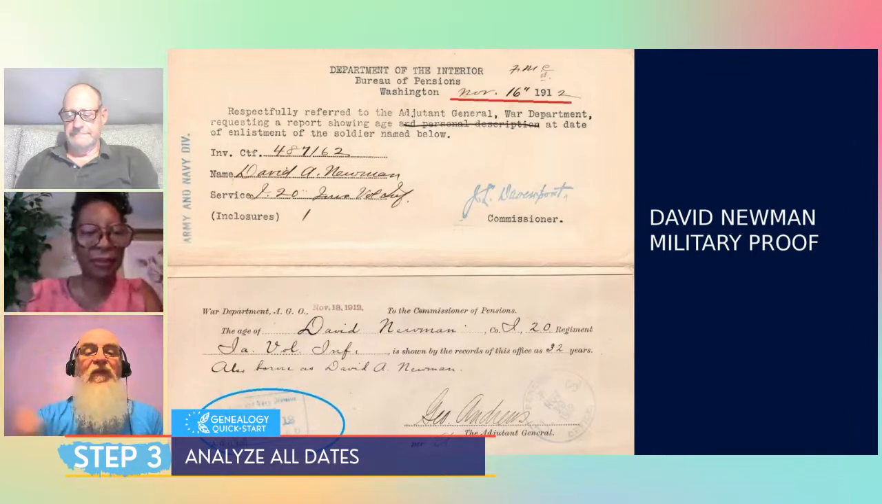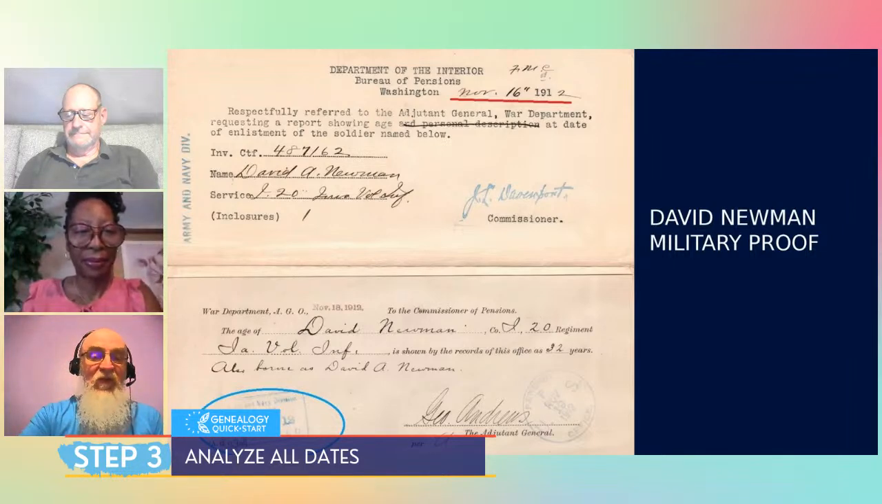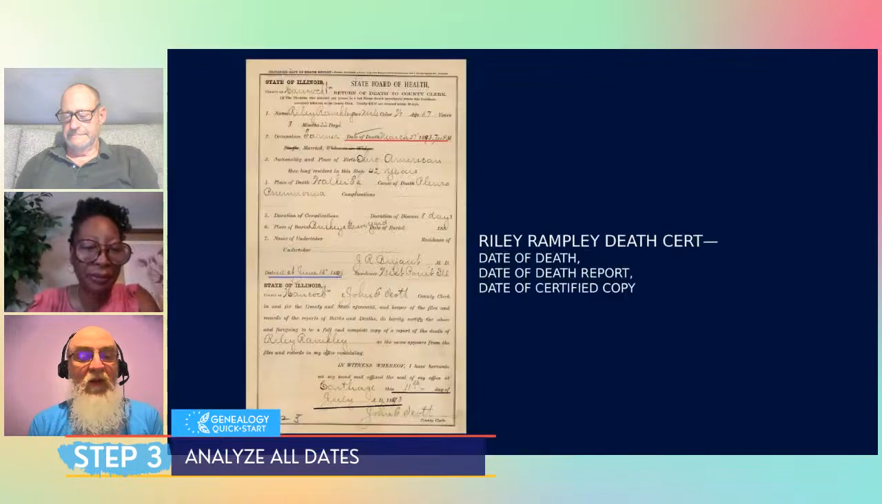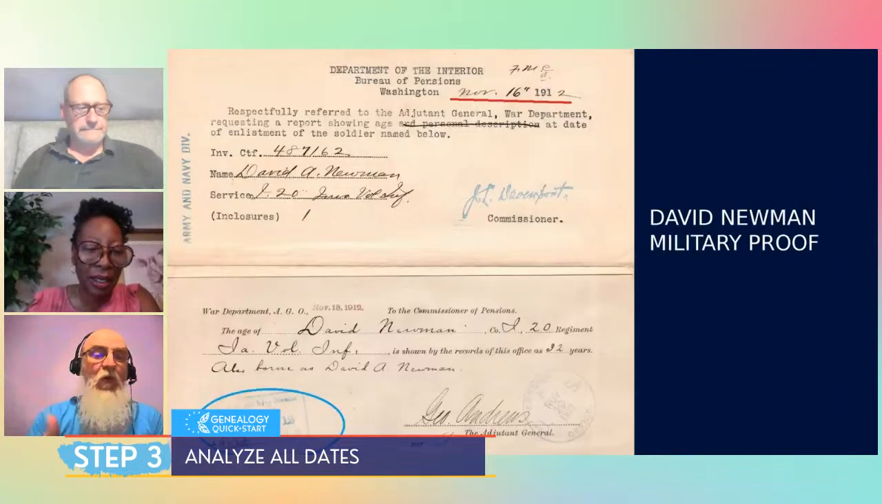Now the Bureau of Pensions is asking the military to document his service. What's in red is the date it was sent, and in blue is the date that it was stamped as being returned. The Adjutant General is signing off that this man was in this unit, and there's some information about him as well. But that's just what's going on there.